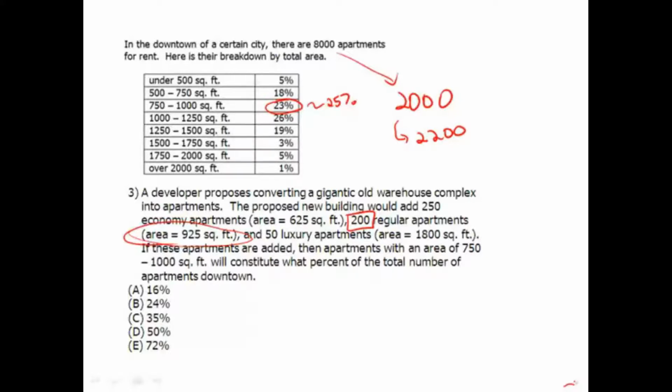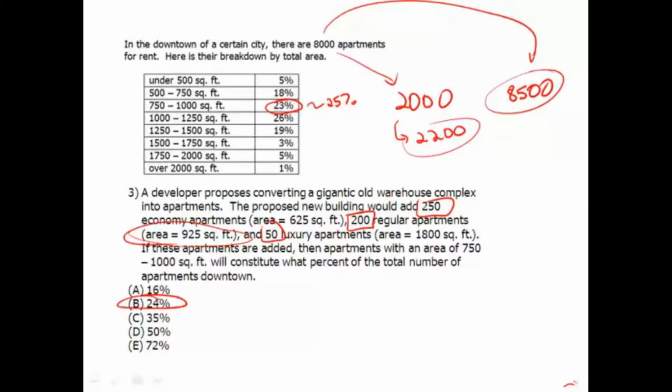Well, how many are we adding total? We're adding 250 plus 200 plus 50. We're adding 500. So it means that the total is going from 8,000 to about 8,500. So now the question is, 2,200 is approximately what percent of 8,500? Well, again, it's very close to being a quarter of it. Of course, exactly 4 times 22 is 88, so 85 is very close. It's very close to being a quarter, so we expect an answer that is still very close to 25%. And in fact, the only answer that is in that ballpark at all is answer choice B, and this is the correct answer.